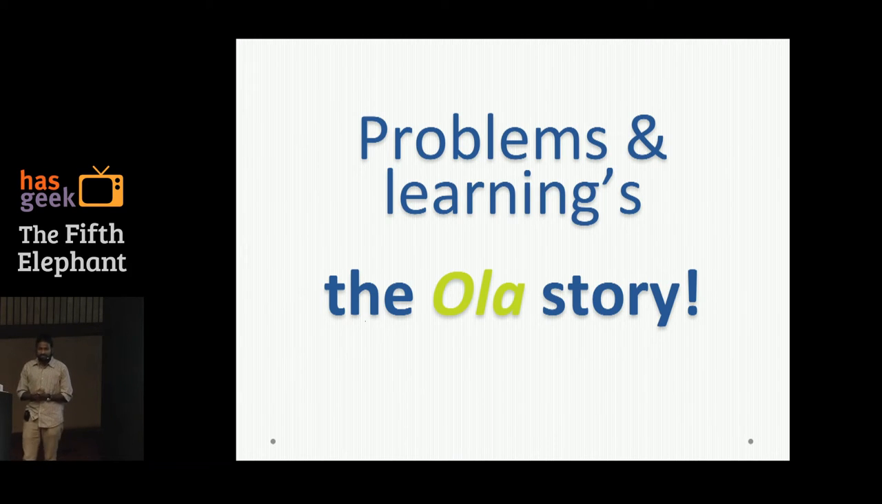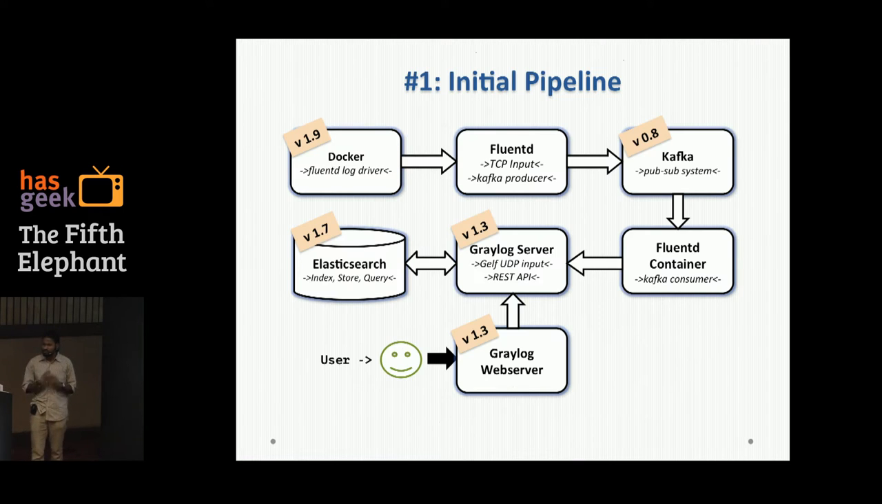Now, feature-wise, it looks very good. We did a POC, and we had a journey. A few months back, we started exploring the alternative. We came up with a pipeline, and we thought it was great, but we ran into a lot of problems and learnings, which I'm going to share today. So this was the initial pipeline. We tested it on staging. It worked fine.